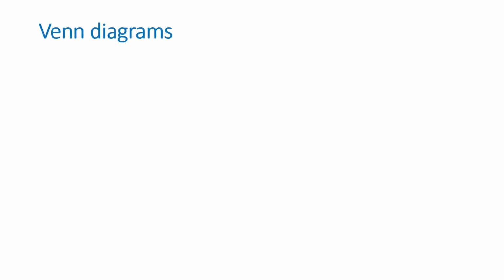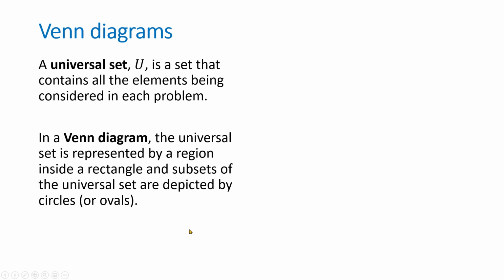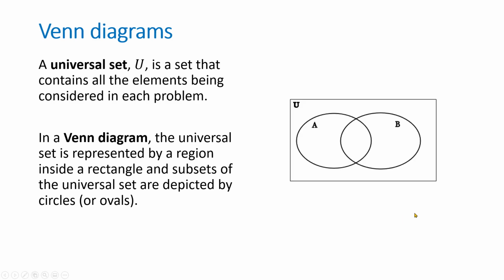And next we'll take a look at Venn diagrams. First, the definition of a universal set, U, is a set that contains all the elements being considered in any particular problem. In a Venn diagram, the universal set is represented by a region inside a rectangle, and subsets of the universal set are depicted by circles or ovals. For example, U is in the rectangle, and that represents the universal set. And both A and B are subsets of U.